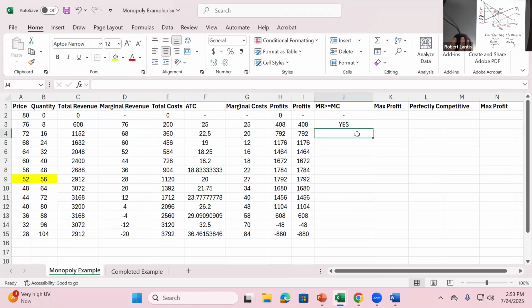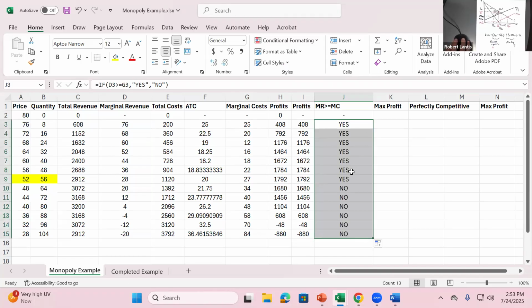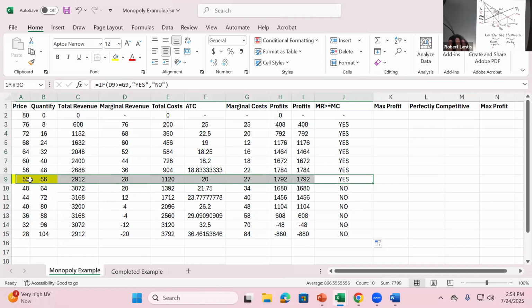Okay. So if I were to use an if statement like that, if I had a lot of different values, I can see where it stops saying yes. That's the last quantity it says I should produce. I shouldn't produce any quantity past that. Okay. And then we could do some different things for the perfectly competitive market.